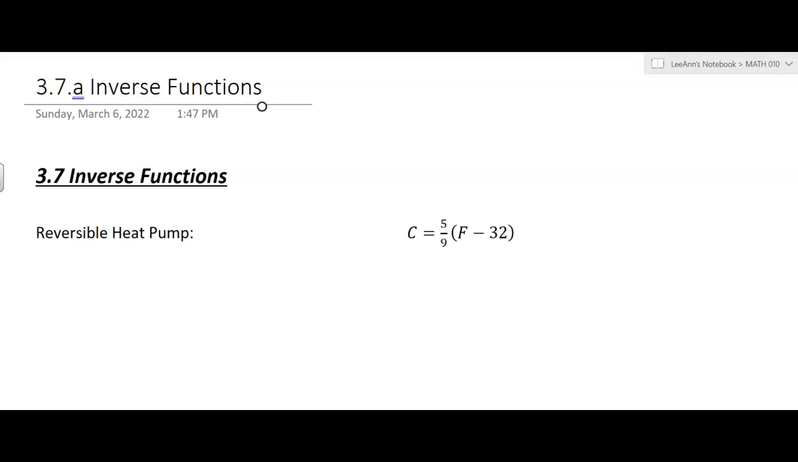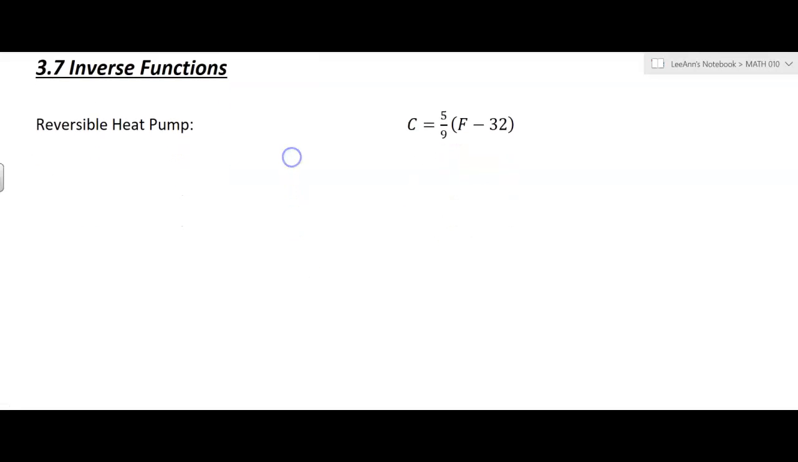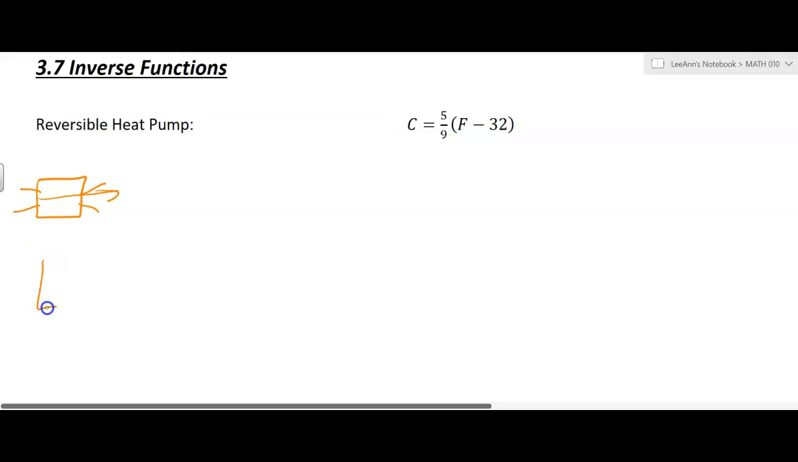Okay, so we're going to talk about inverse functions in this section. One example they give in the book is what's called a reverse heat pump. So you have this machine, and if it's cold and you want it to spit out heat into the room, it works one way, but if it's hot and you want to take heat out of the room, it goes another way. All right, so that's an example of inverses.